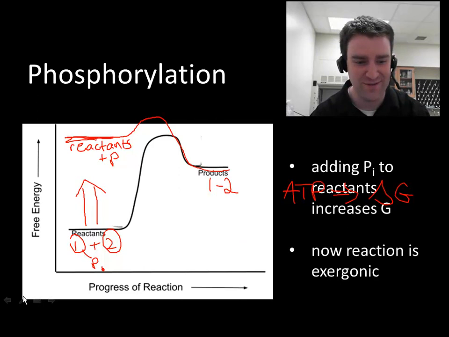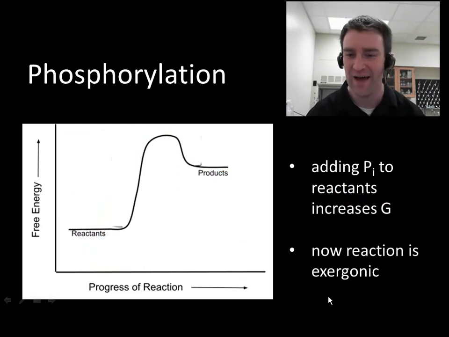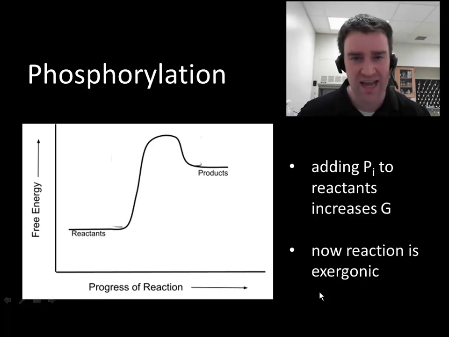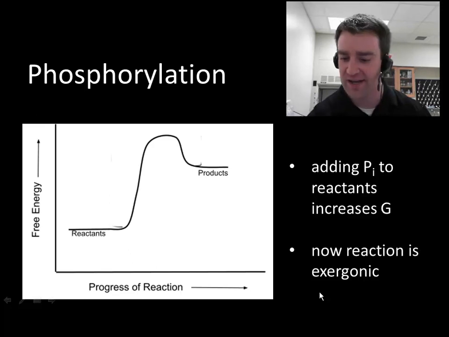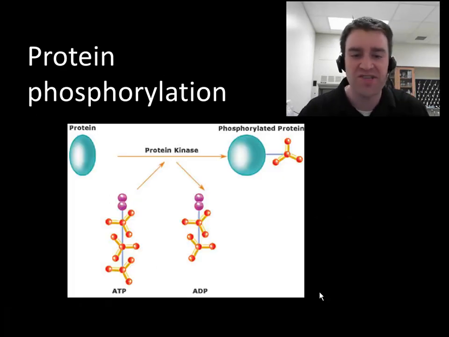So obviously I meant to write over there. I forgot I was going to do that. If we add a phosphate to the reactants, it increases the G of the reactants, and now the reaction overall is exergonic. Okay, so here's just an example of phosphorylation in action.